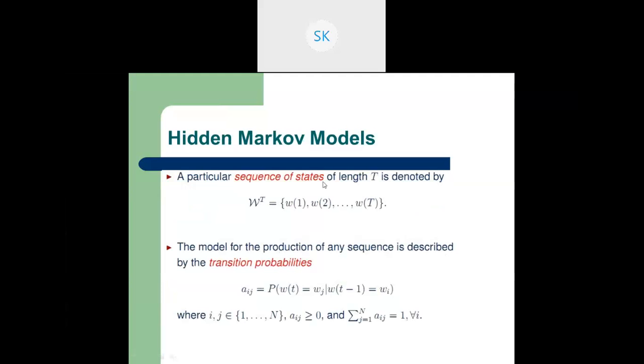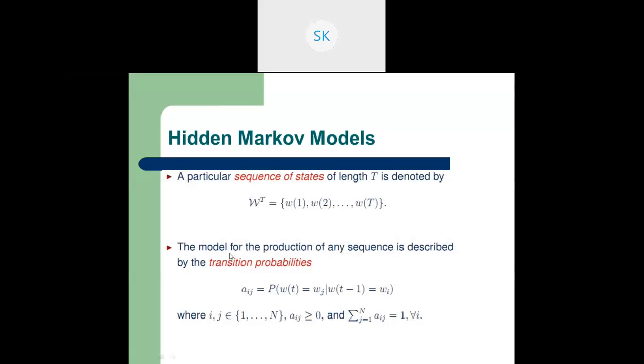A particular sequence of states of length T is denoted by a sequence of states W1, W2, W3. Like we are having a sequence of three states, so capital T equal to 3, denoted by W raised to 3, equal to W1, W2, W3. The model of the production of any sequence is described by the transition probability, that is, from one state to another state. This is generally denoted by A, and emission probabilities are denoted by B.